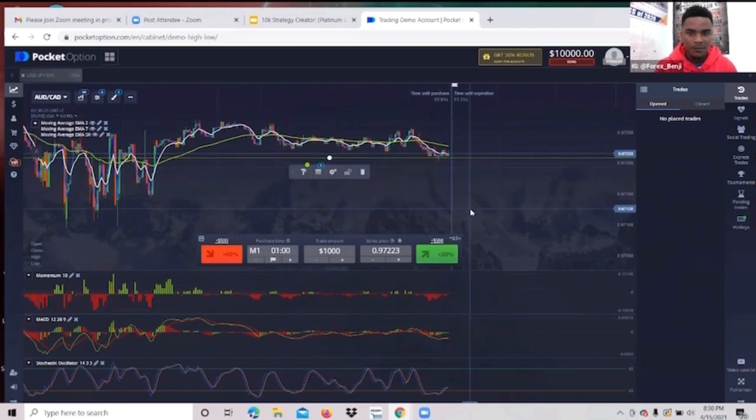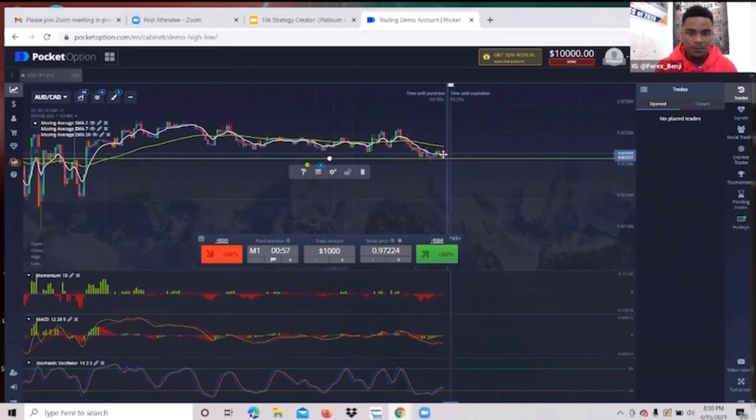Along with that, we want to get a cross up with our blue SMA 2 crossing up through our white to get our confirmation for a buy. If blue and white touches green crossing up, that'll be a triple confirmation for a buy, along with our 3 confirmations on our indicators.